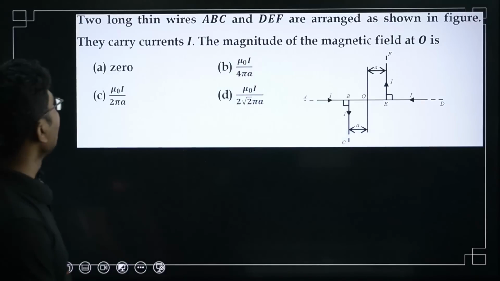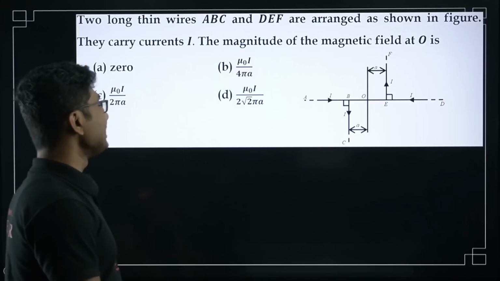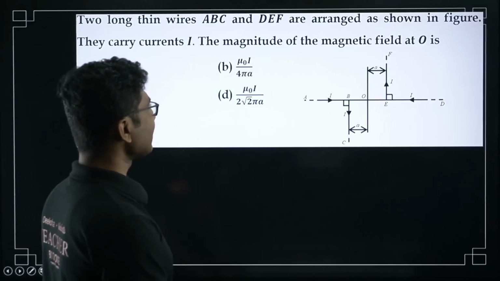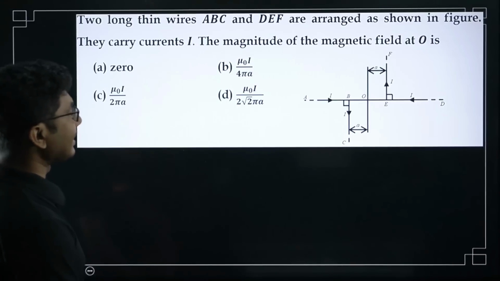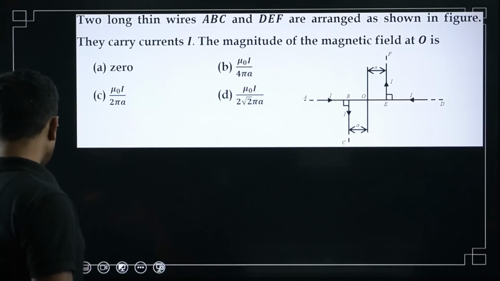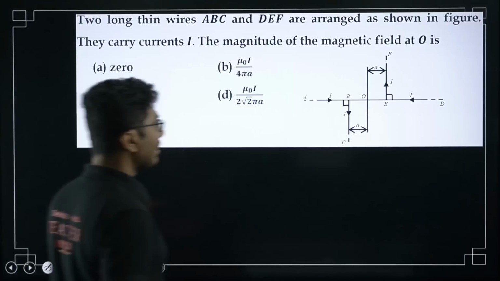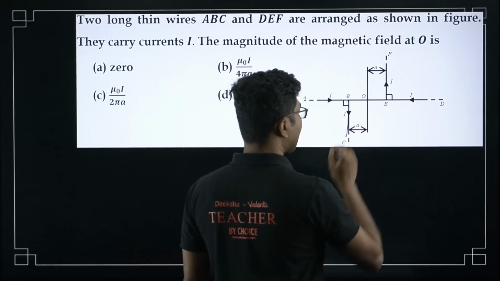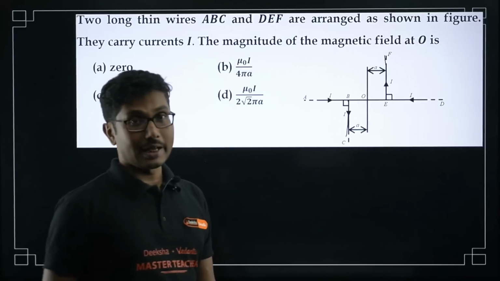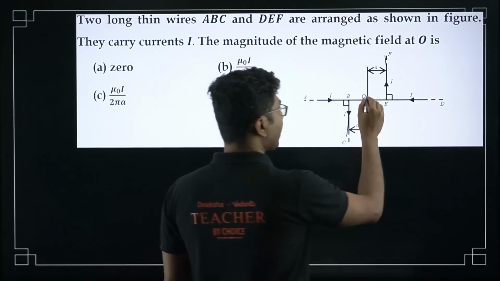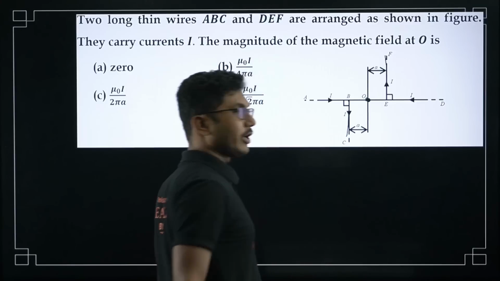Two long thin wires ABC and DEF are arranged as shown in the figure. They carry current I. Find the magnitude of the magnetic field at O. So again, another interesting question. Here we have a current carrying wire which carries current I in the downward direction. Here we have a wire carrying current I in the upward direction. We have to find the magnetic field at this point O.